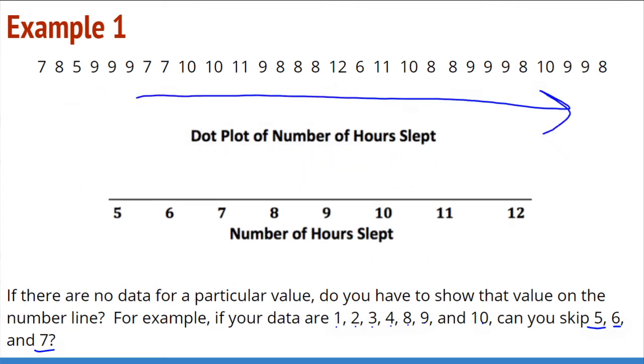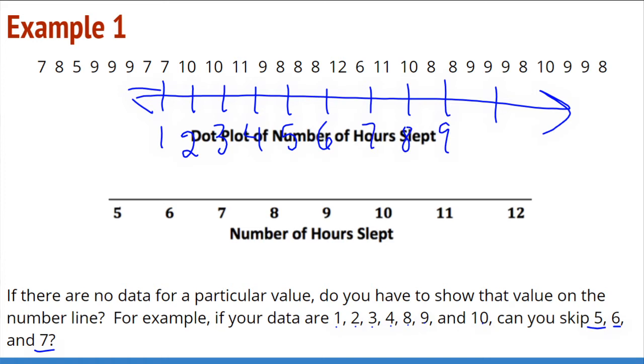So if I were going to set this up, I've got 1, 2, 3, 4, 5, 6, 7, 8, 9, 10. I would have to include the 5, 6, and the 7. I can't just skip over them.